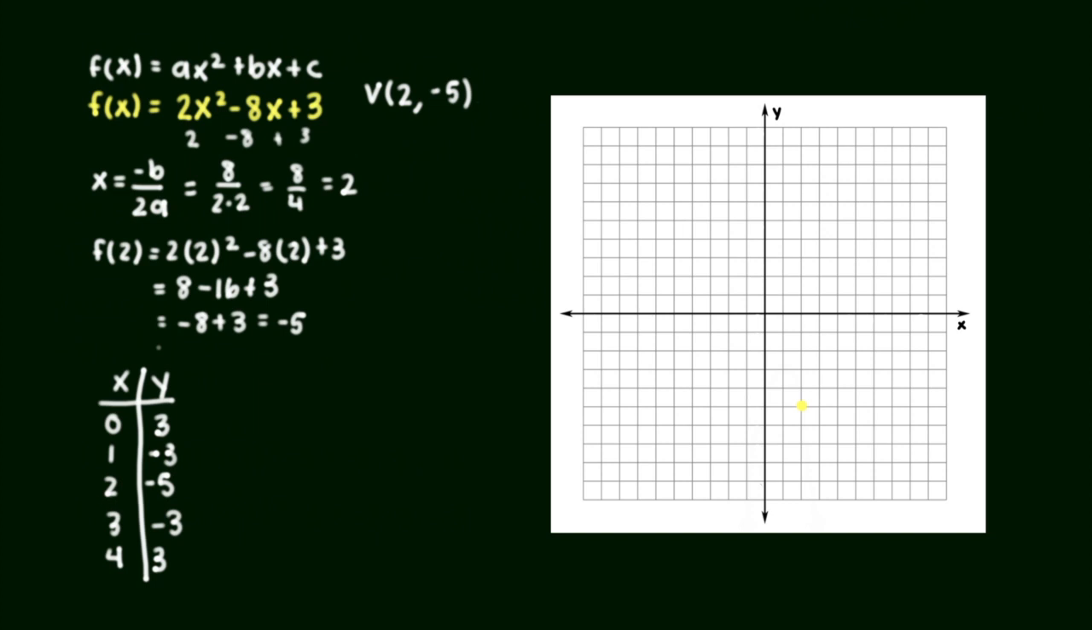So we can go ahead and plot 0, 3. 0, 3 would be here, and then 1, negative 3 would be here. We have 3, negative 3, and then 4, 3. You can go ahead and do a connecting of dots to get a parabola that looks kind of like this.